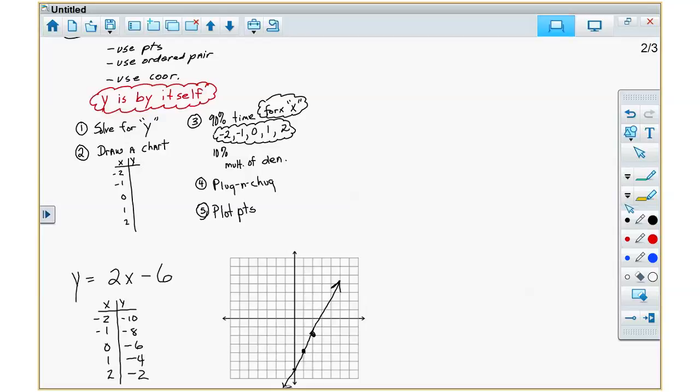Now, everybody in here should be saying, oh yeah, I remember that from pre-algebra, because that's the first method that they showed you. Everybody finish writing it down. Everybody got it? All right, the second method of graphing.